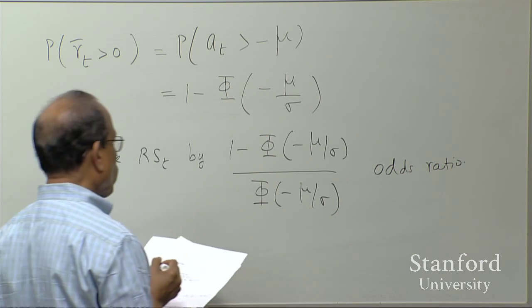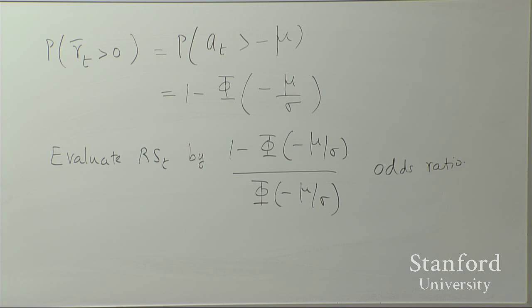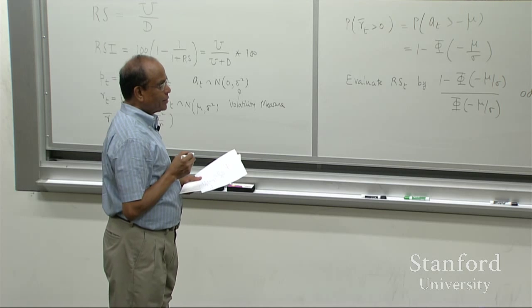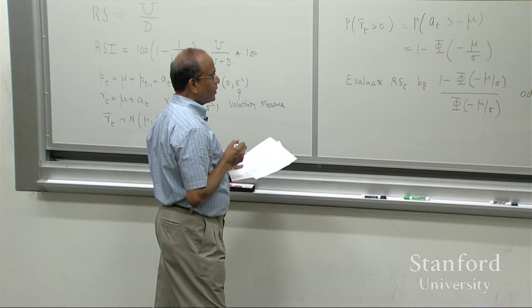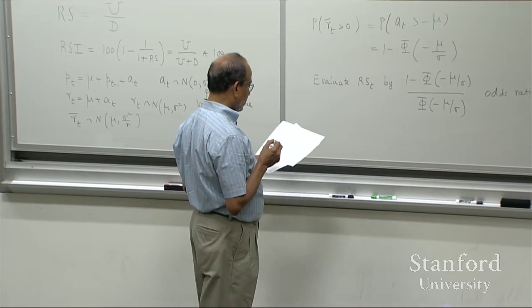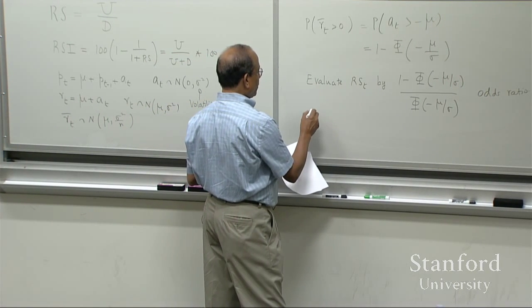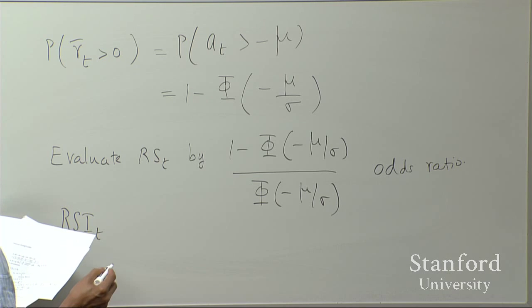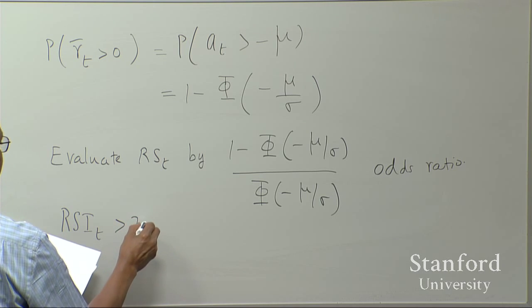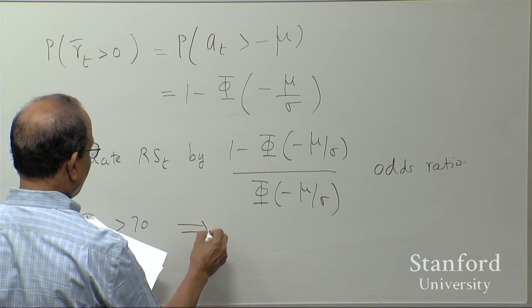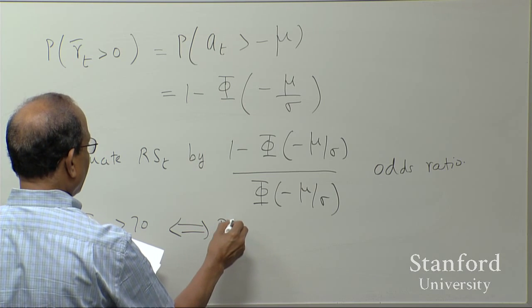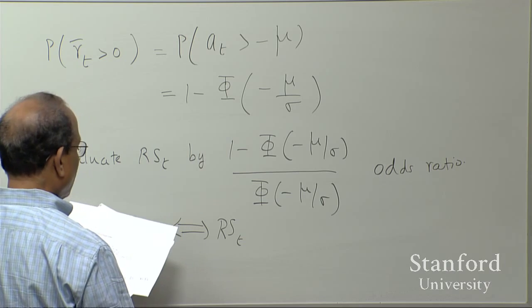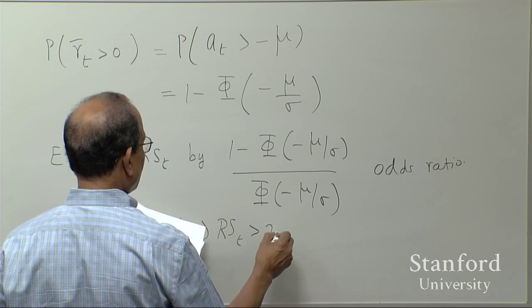Calculation. So when you say this RS of IT is greater than 70, it's sort of equivalent to saying IT greater than 70, you can show is equivalent to saying RST, which is this quantity here, is greater than 2.33.